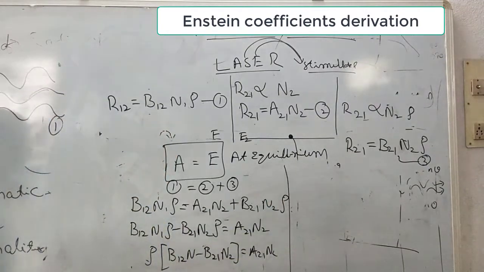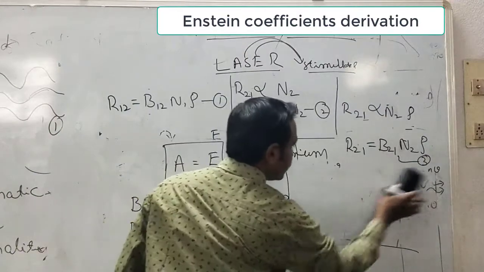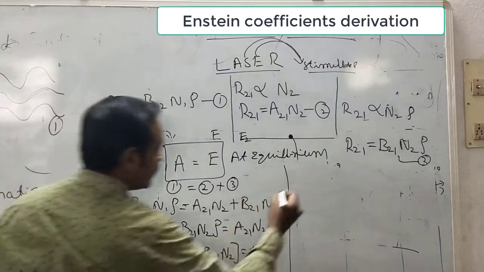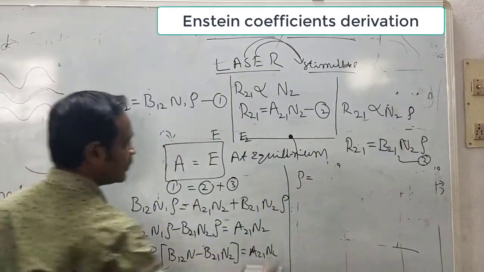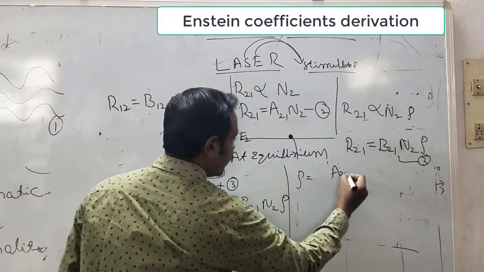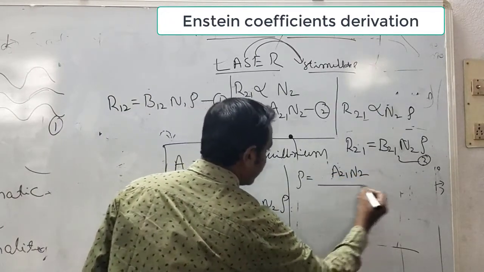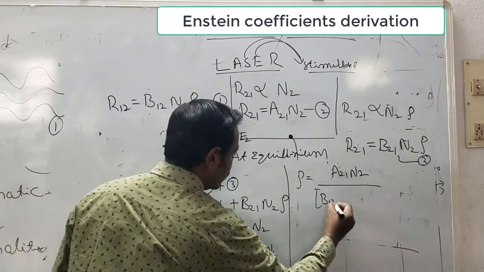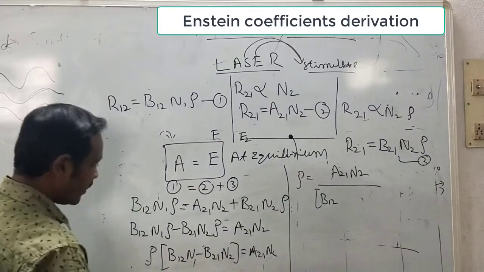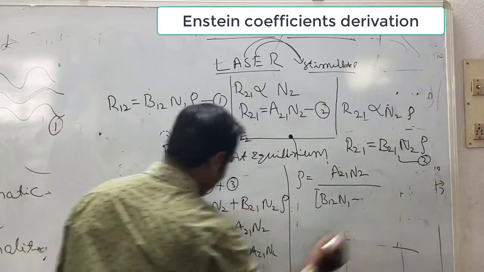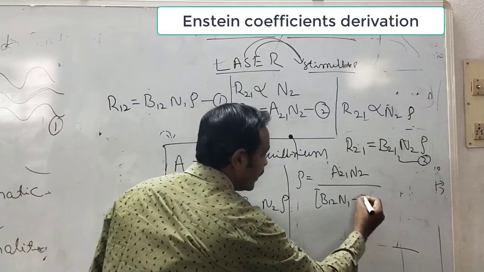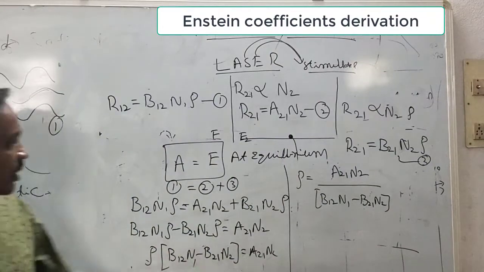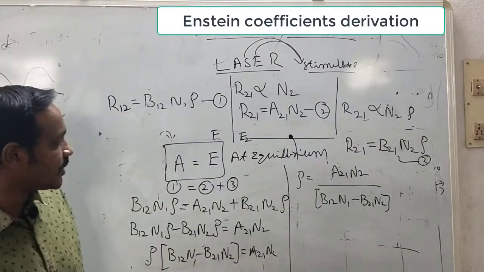I am going to continue this derivation. Clear? Now rho I will keep here, and I write the remaining factor here. So A21 N2 divided by this total factor, B12 N1 minus B21 N2. Now what do we have to take out common? You have reduced this equation.